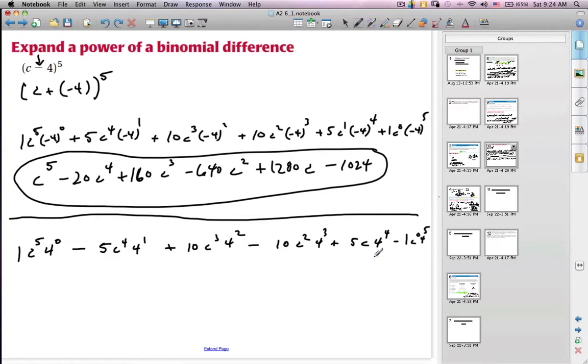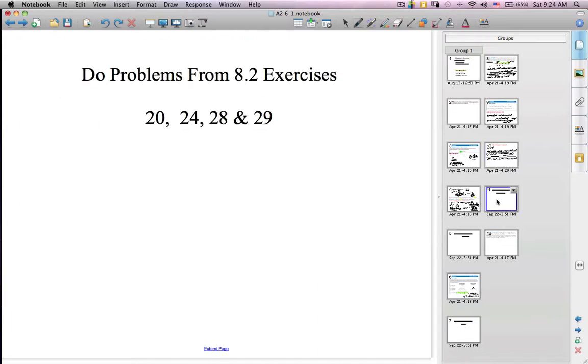Right? So if this is easier for you than doing it this way, by all means, go ahead and do it, and you'll get the exact same results. Okay, so that's a couple different ways to go about that. Go ahead and practice expanding binomials. Do problems 20, 24, 28, and 29. Come on back and we'll solve that problem about the basketball games.